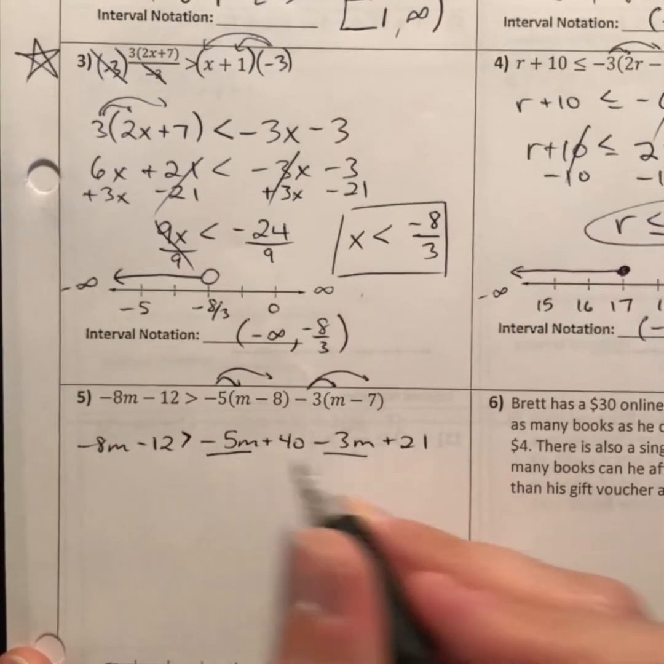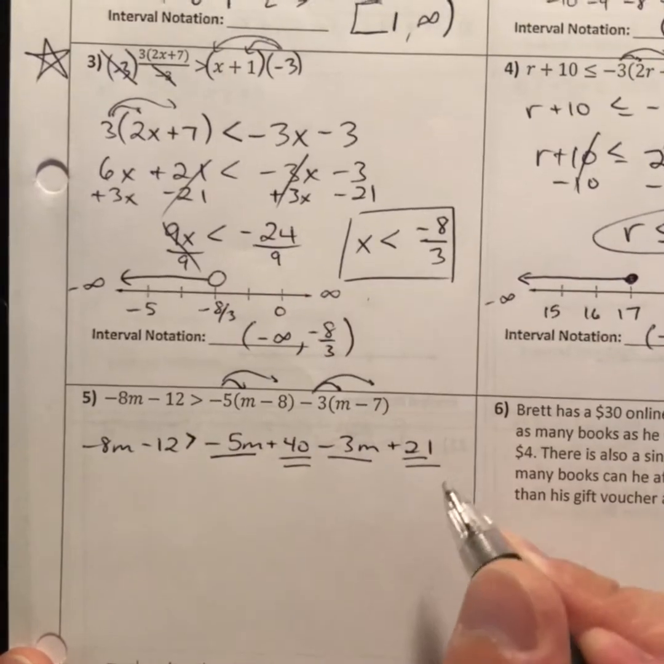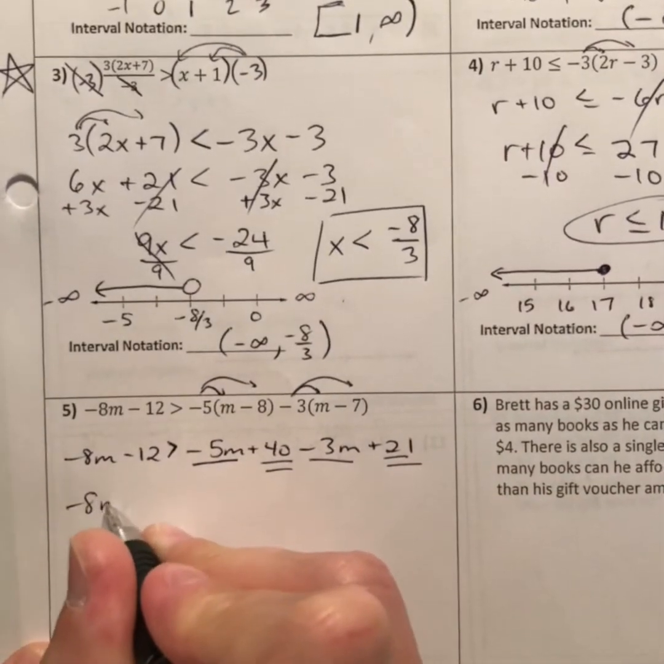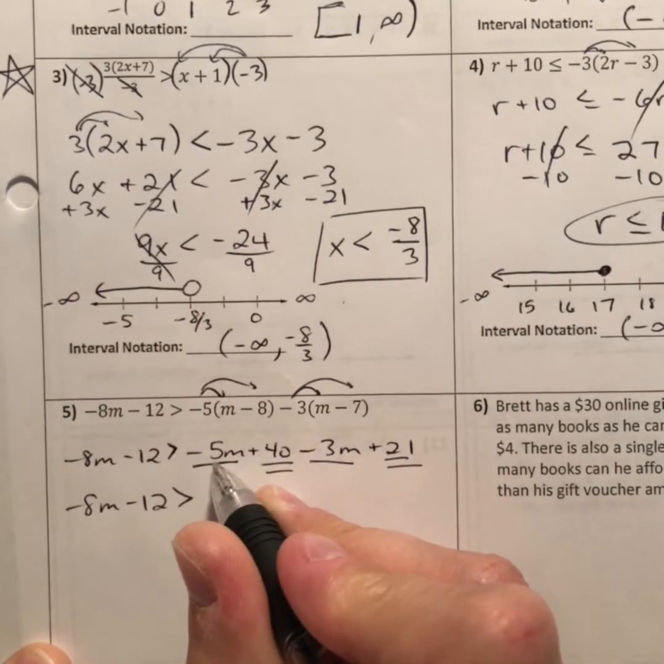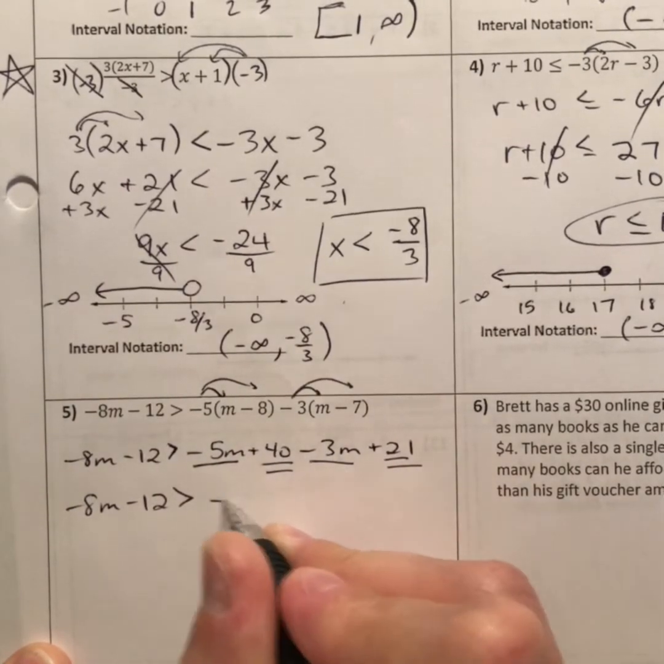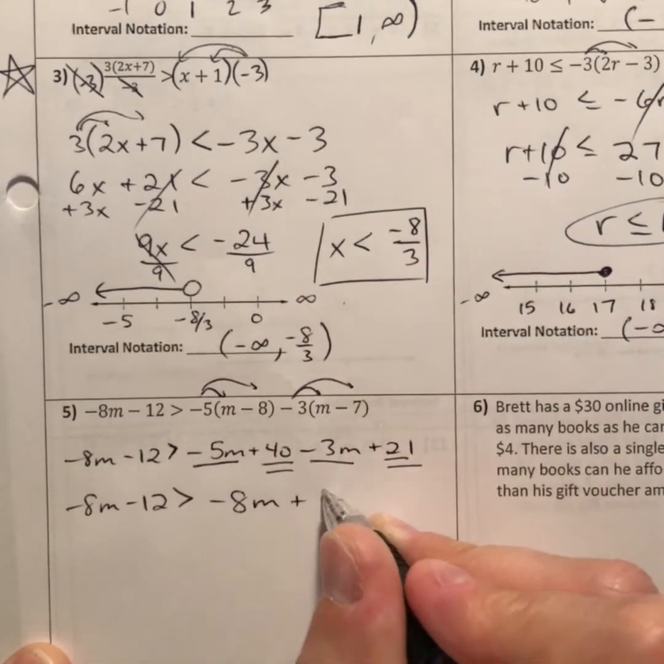We want to combine like terms. So when they're on the same side, just combine them. I like to underline my like terms. All right, so I'll rewrite the left-hand side. Negative 8m minus 12 is greater than. Now I have negative 5m and negative 3m. They combine for negative 8m. Plus 40 and 21 is 61.